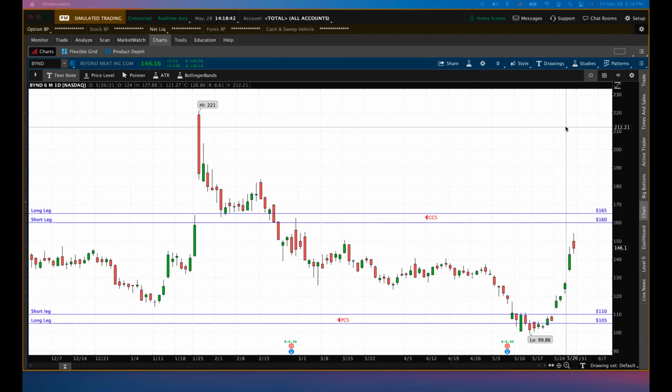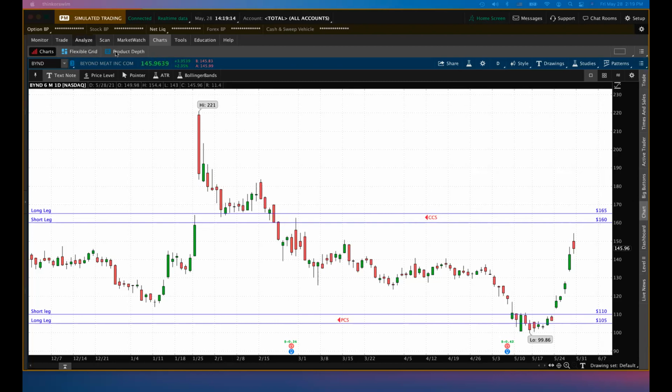So the maximum profit that you can get is the width of the spread, which in this case is $5. And if you remember, you've heard me talk about the multiplier, which is 100. So the width of my spread is $500, right? It's 5 times 100. And then there's a premium that I'm going to receive. How much is that premium?